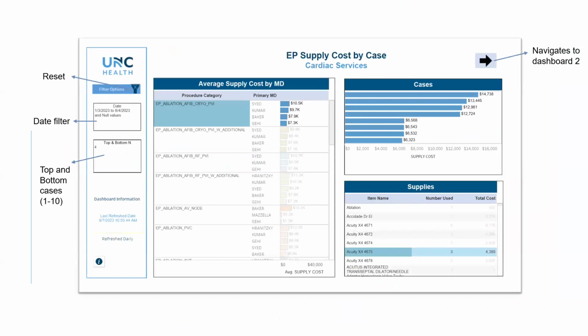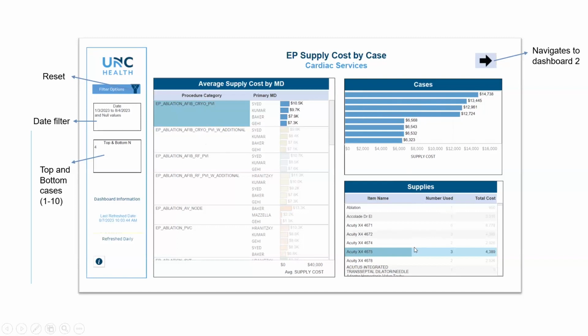The first one was to see the EP supply cost by case, in which we had the average supply cost categorized by the different procedure categories and the primary performing physician. And on going through any of these different procedure categories, we could drill down on the individual cases within that category and the supplies that were used in that category.